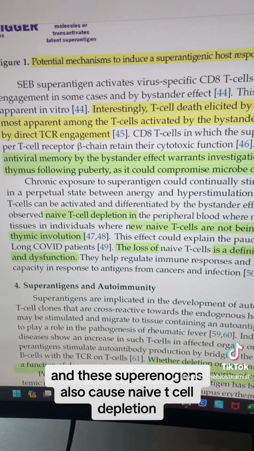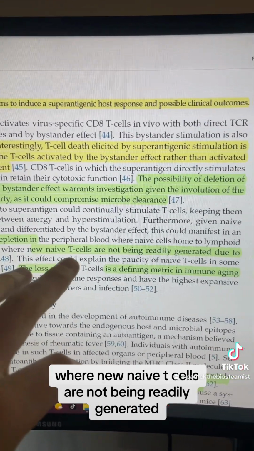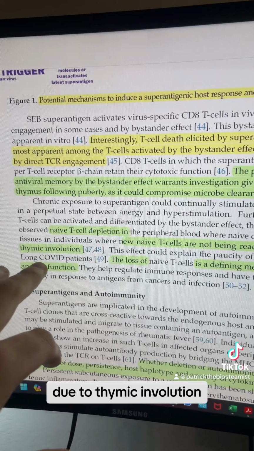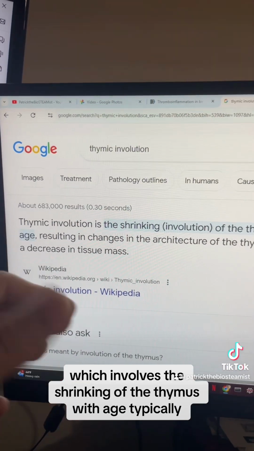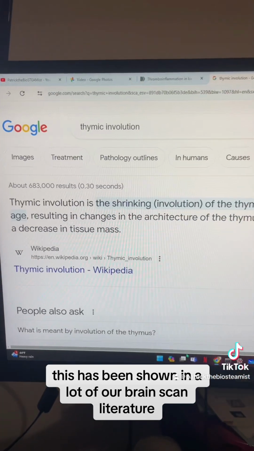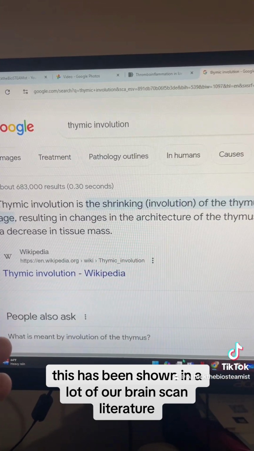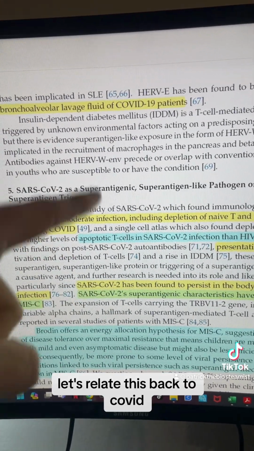And these superantigens also cause naive T cell depletion, where new naive T cells are not being readily generated due to thymic involution, which involves the shrinking of the thymus with age, typically, but we've also seen that COVID directly shrinks the thymus. This has been shown in a lot of our brain scan literature. Now that we better understand superantigens, let's relate this back to COVID.